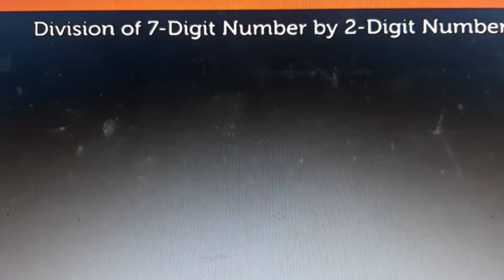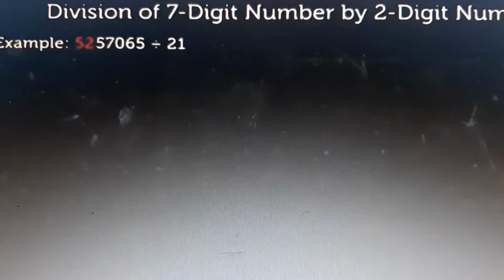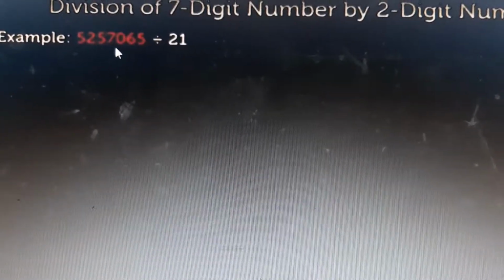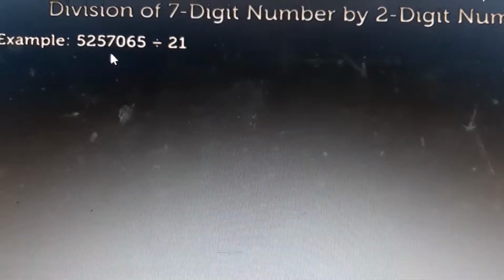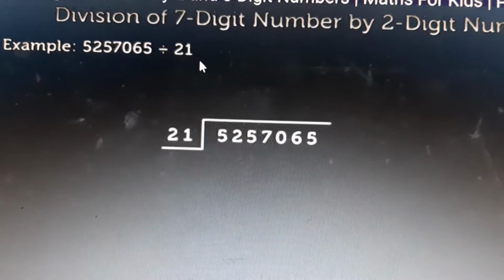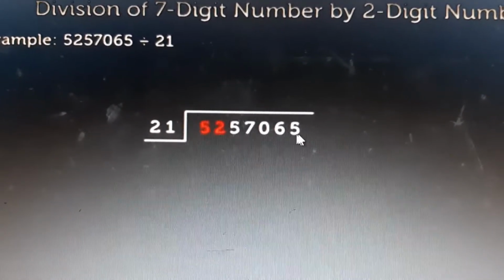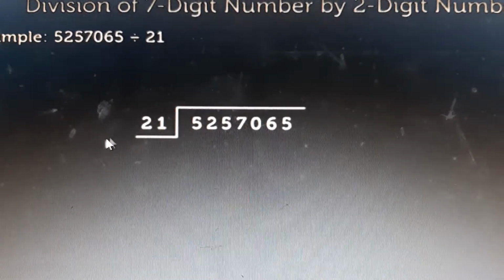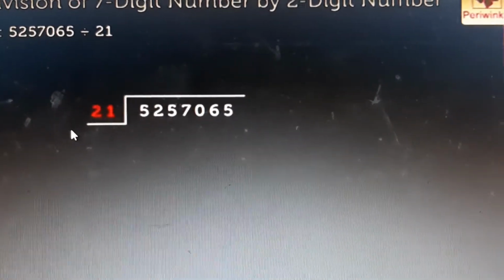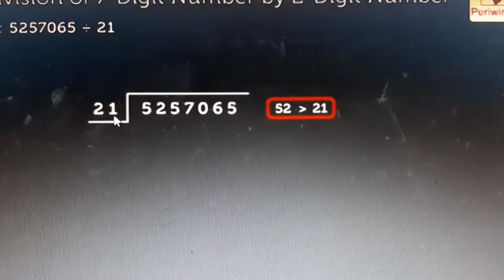We start with one problem. I hope you will be able to understand this division. Okay. So here, division of a 7 digit number by a 2 digit number. For example, the 7 digit number is 52 lakhs 57,065 divided by 21. So we are writing here 21 and 52 lakhs 57,065. Okay. So we are dividing it by which number? 21. So 21 is the divisor.